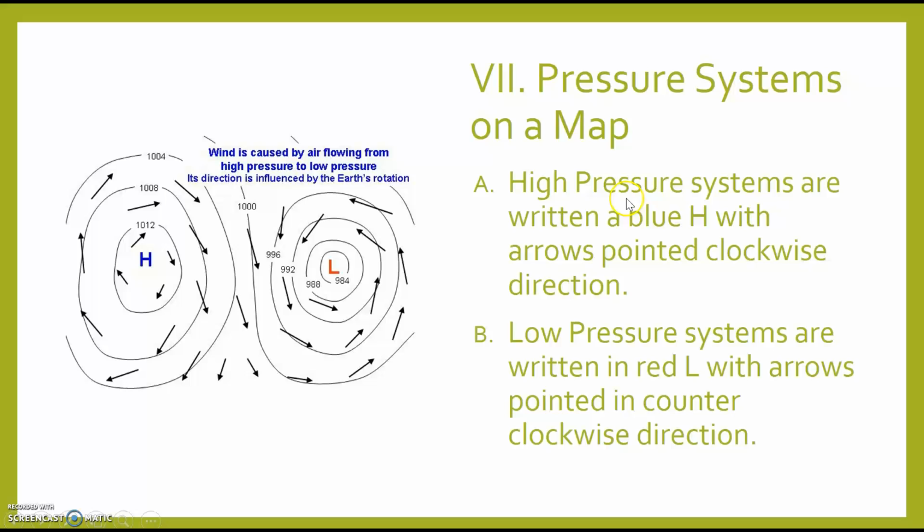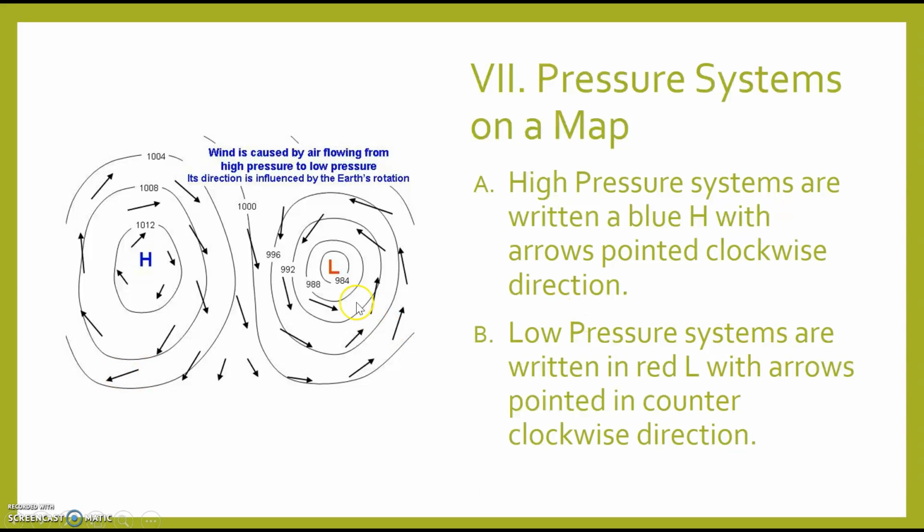What does it look like on a map? So your high pressure systems are going to be written with a blue H, because high pressure systems are caused by cool temperatures, and the arrows are going to be pointing in a clockwise direction. So it's going to be going around like this.